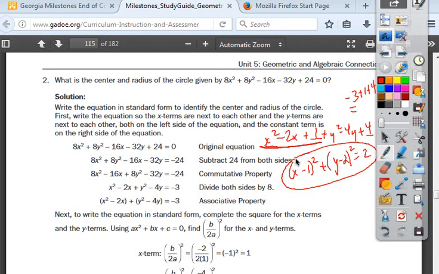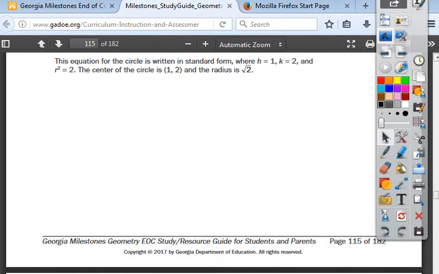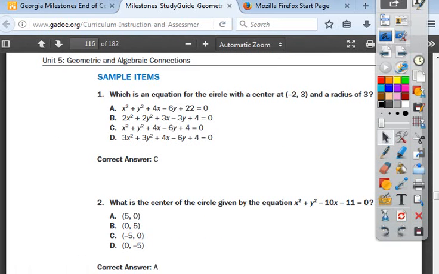What is the center of this one? A 1 and 2. What is the radius? 4? Nope. 1? Nope. 2? Nope. I don't know. Square root of 2, because we got a square root of whatever's over there. So we need to be able to do that because there's going to be something on there with that. Same process right there.